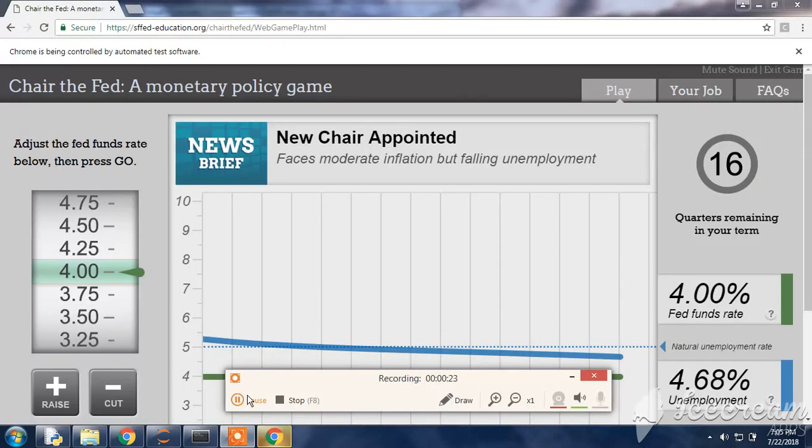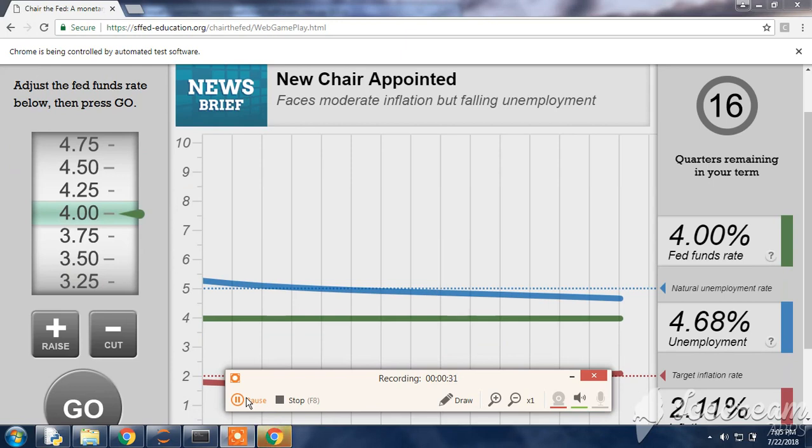On the left are the controls which are used to set the Fed rate, the action that our agent can take, which affects the inflation and unemployment as can be seen on the right hand side and in the graphs. Ideally, unemployment should be near 5% and inflation near 2%. And at the top are the news.